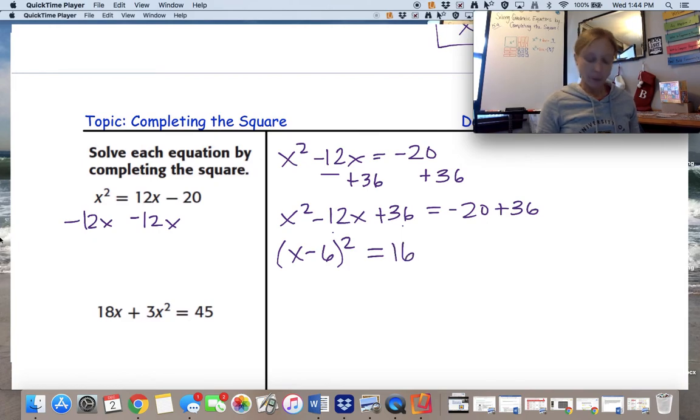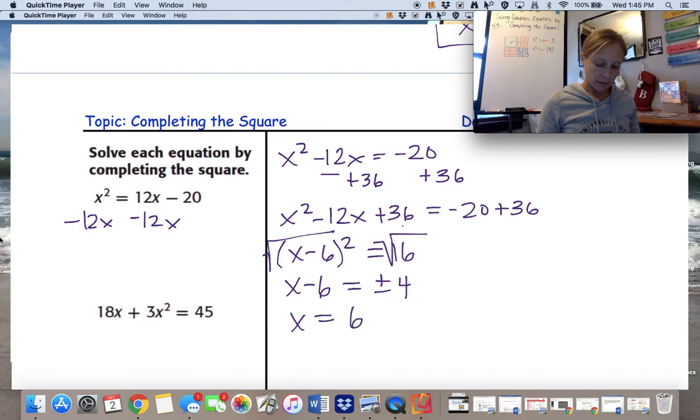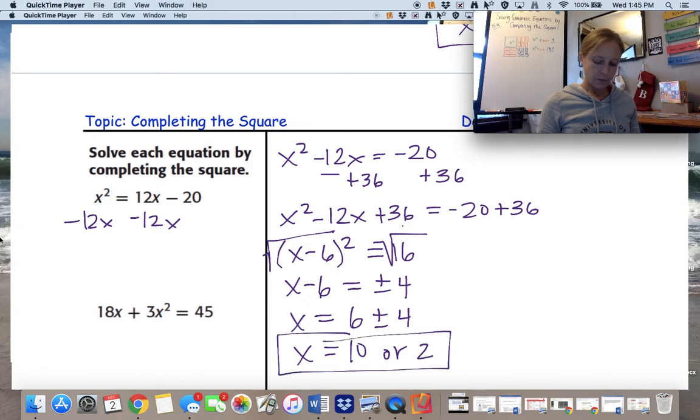Now I'm at the solving part. I take the square root of each side and I solve for x. X minus 6 is equal to plus or minus 4. X equals 6 plus or minus 4. Add 6 and 4 for 10. Subtract 6 minus 4, and I have 2. Those are my two solutions.